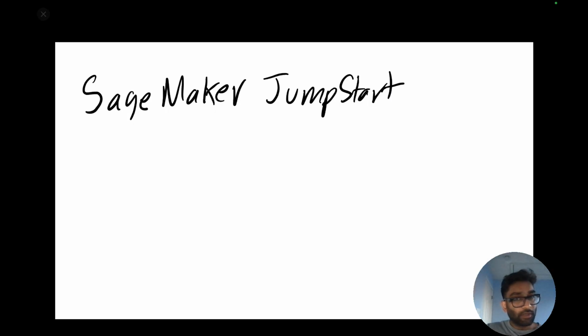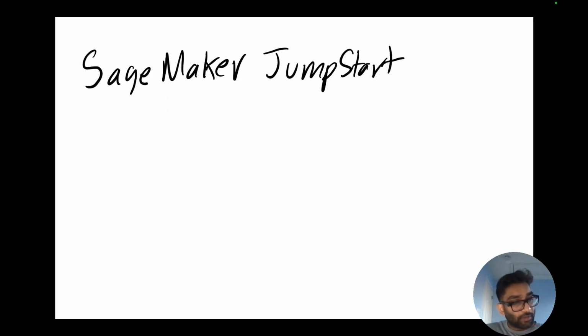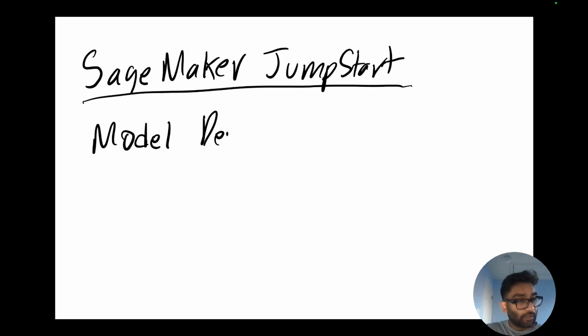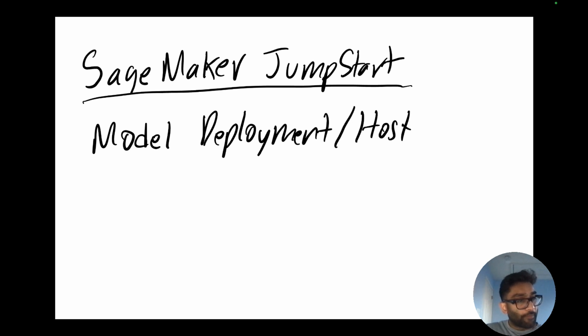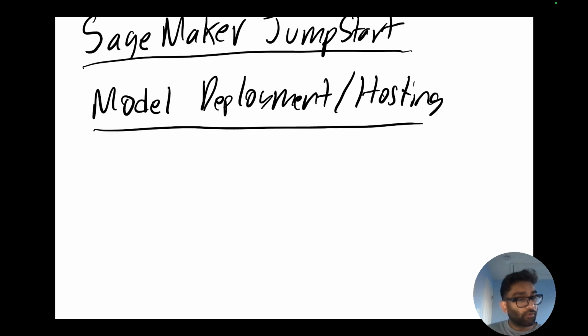So right here, for SageMaker JumpStart, before we even get into that, what we'd like to talk about is what model deployment slash hosting is. I know I've spoken a lot about the ML lifecycle and how there are many different components within it. Where ML is really realized is model deployment and hosting, and it's the practice of exposing your model as an API.